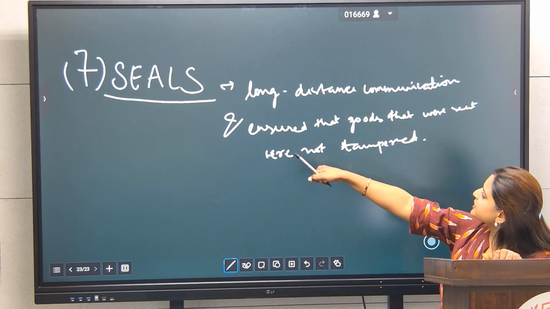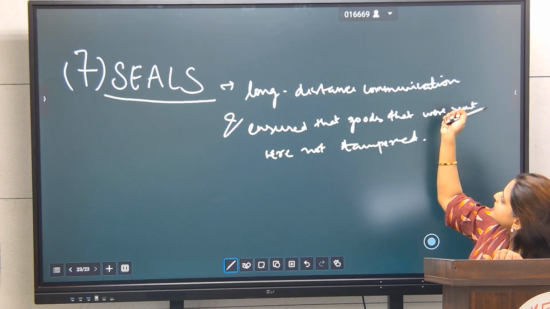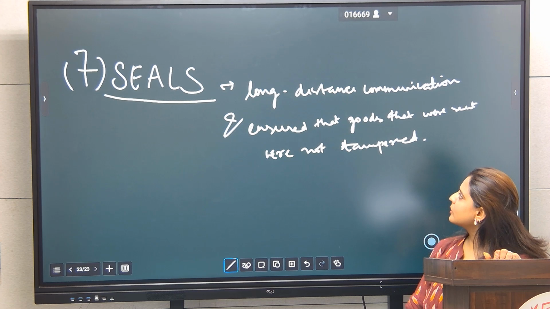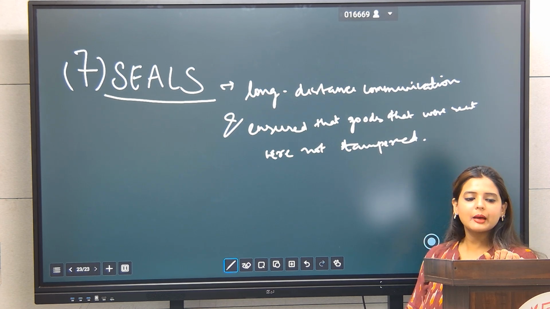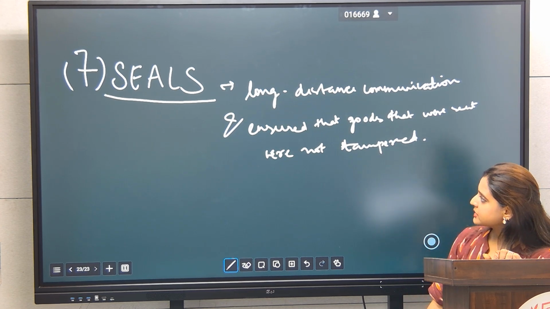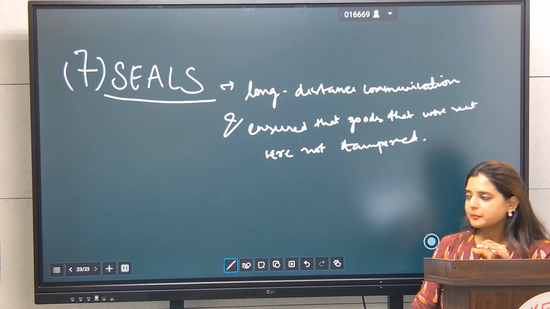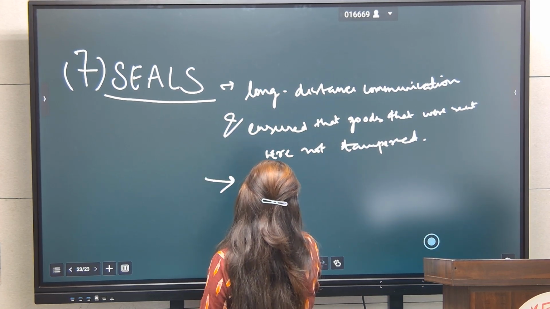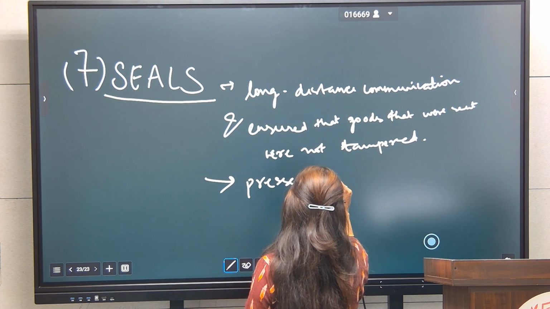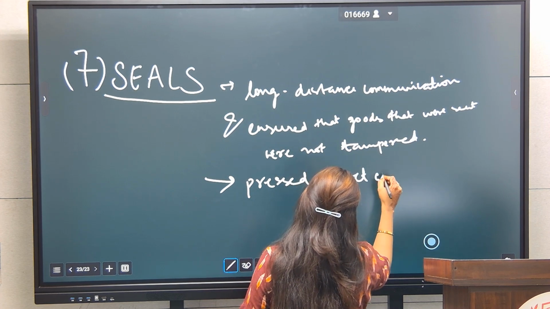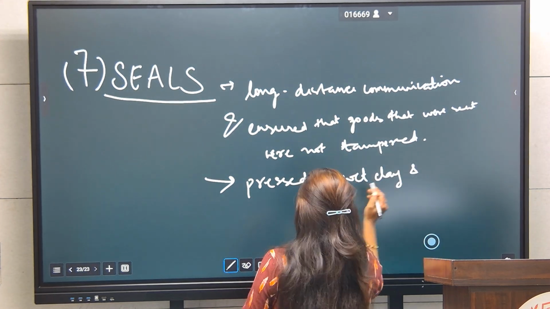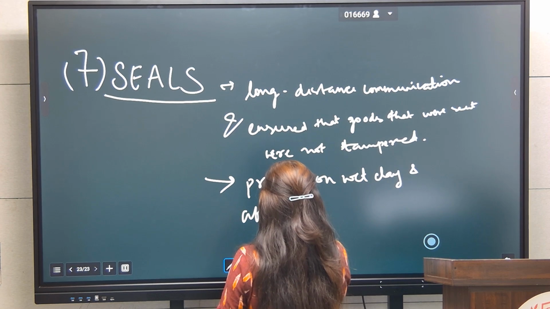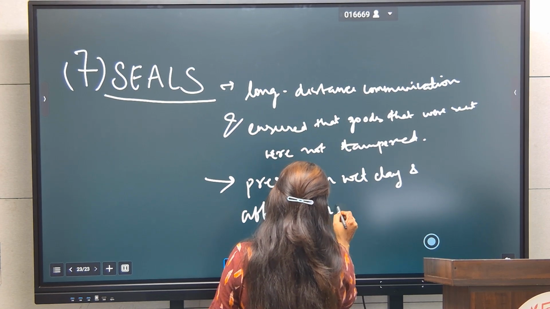So the purpose of seals was for long distance communication, and they ensured that goods that were sent were not tampered. Seals were made by pressing on wet clay, and were attached to the goods that were carried.